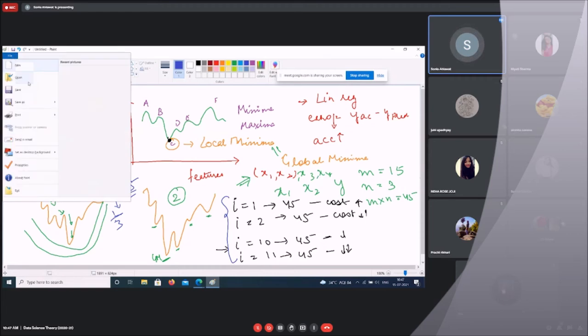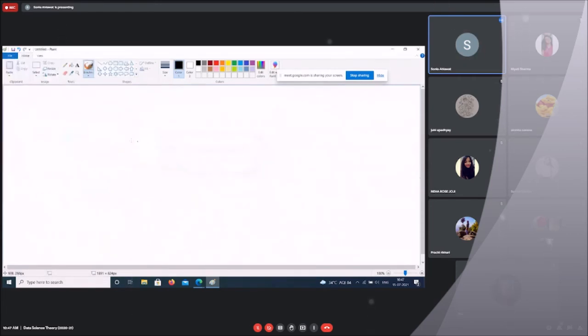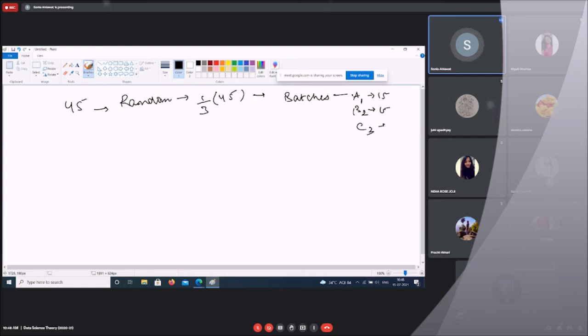Okay, let me get into it. I have 45 data points. I said, randomly take out 1/3 of the data points and start sending them in batches. So how many batches are there in 1/3? Batch 1, 3 batches of 15. 3 batches of 15. So I'll say A1, not A1, let it be, I'll call it D1. Again 15. C3. Again 15.